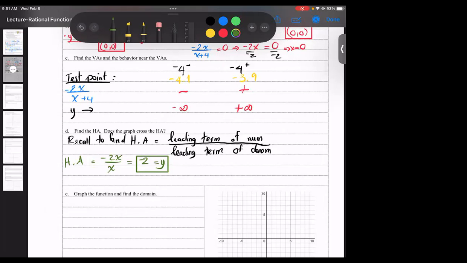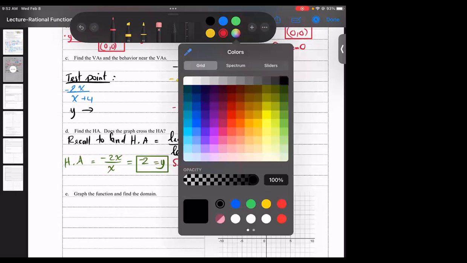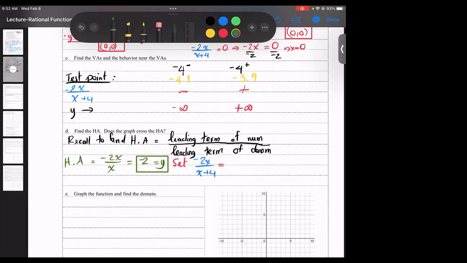And to determine whether the HA crosses the graph or the graph crosses the HA, you set the reduced function equal to negative 2, right? So you set negative 2x over x plus 4 equal to negative 2.